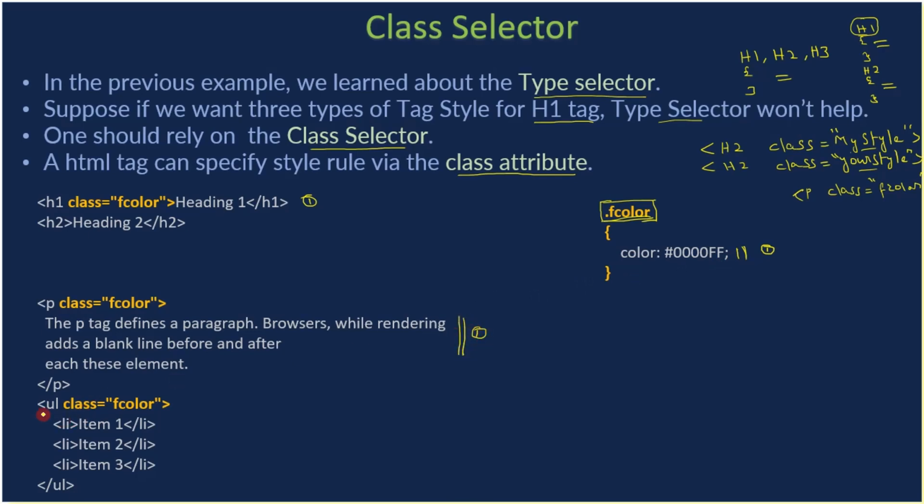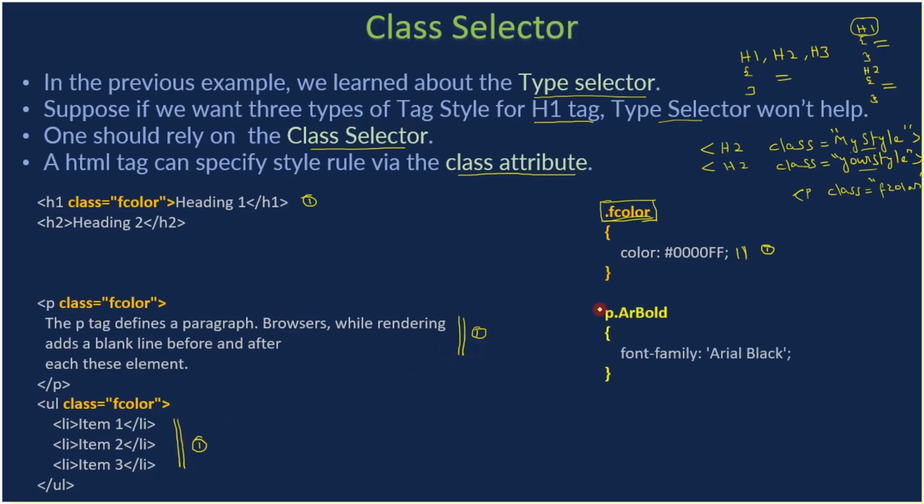Next, we have an unordered list, and we specify the fcolor class attribute for this. So the rule is applied to all these child elements, right?